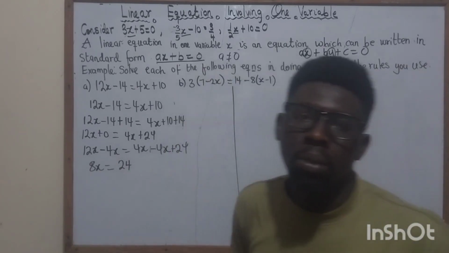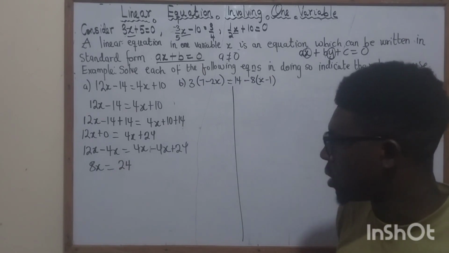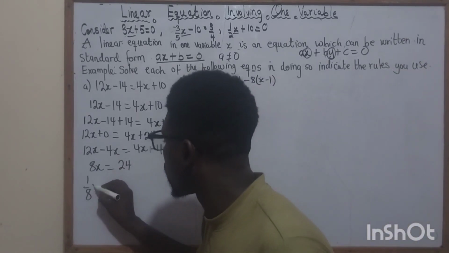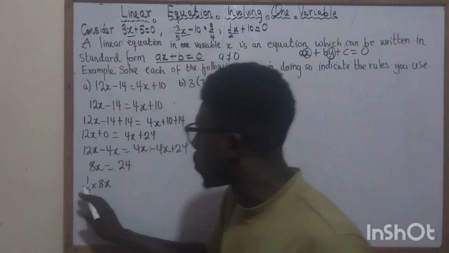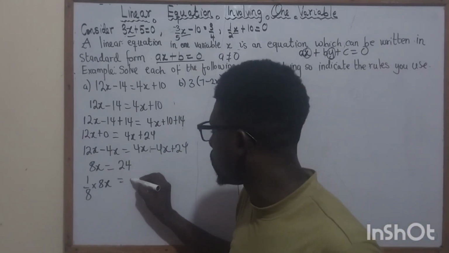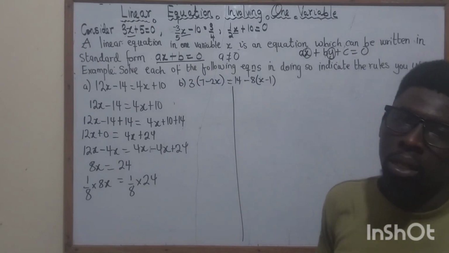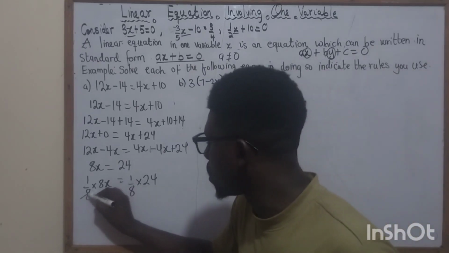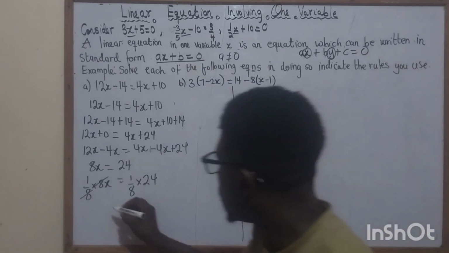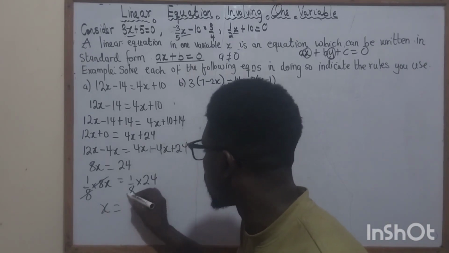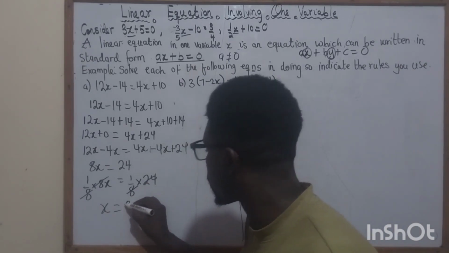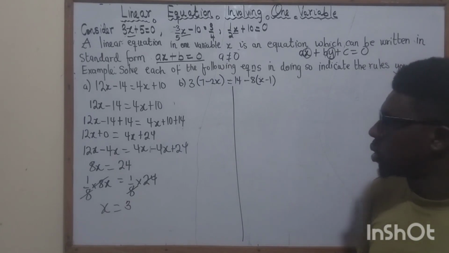So I'm applying the multiplication rule of equality here. I want to multiply here by 1 over 8 and do the same to the other side of the equal sign, okay? In so doing, this will eliminate the 8 around x, and 8 goes into 24 3 times. So x is equal to 3.